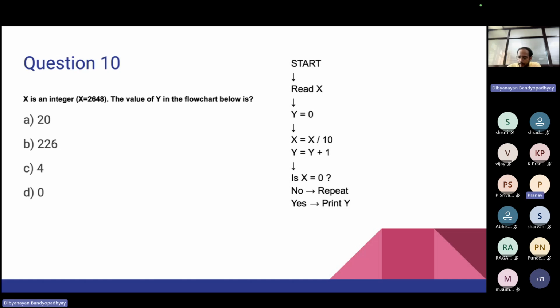Sir, the answer is 4, option C. Why is it 4? In the first iteration, it returns x equal to 264, and it is not equal to 0, so it goes to the second iteration. In the second iteration, it returns 26. It's not equal to 0, so it goes to the third iteration. In the third iteration, it returns x equal to 2. It's not 0, so it goes to the fourth iteration. And in the fourth, it returns x equal to 0, so it prints y, which will be equal to 4.